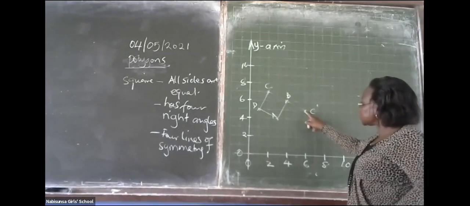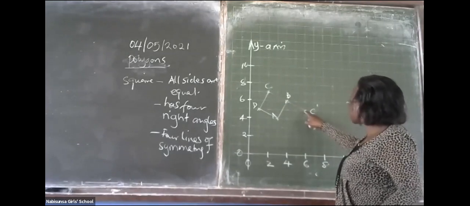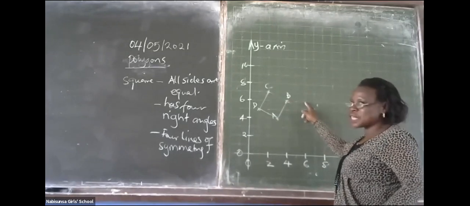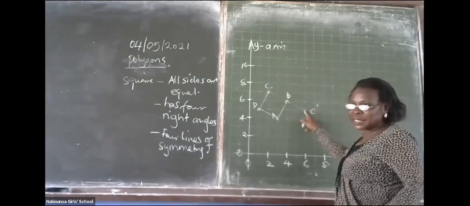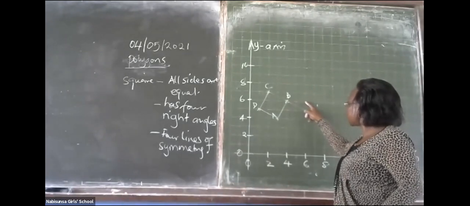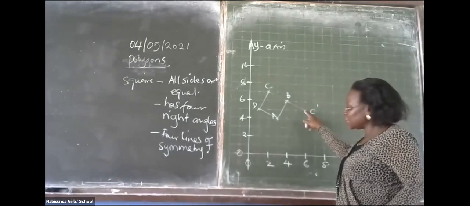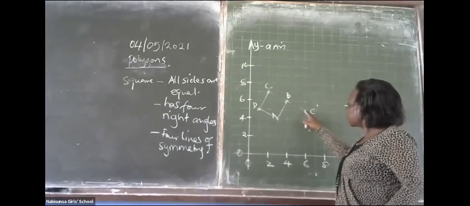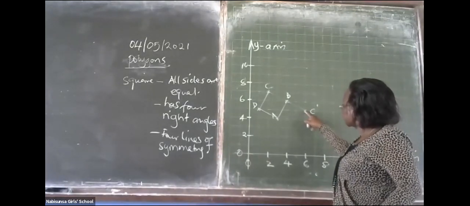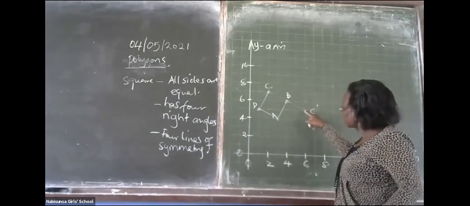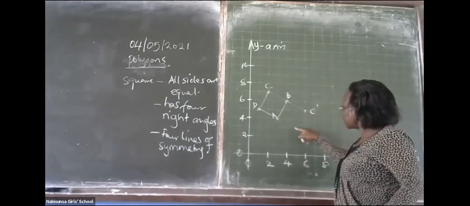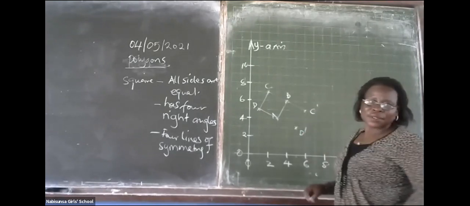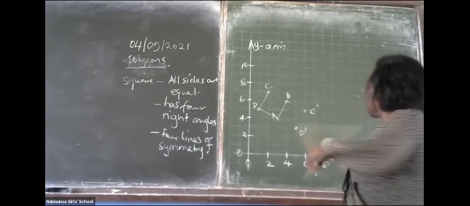Now, when we are at C and we want to move from C to D, but from B to C, we have made 2 steps across and 1 step downwards. Then, if we are to move from C to D, we shall make 2 steps downwards and 1 step across. So we locate the position of D. Then we complete the square.